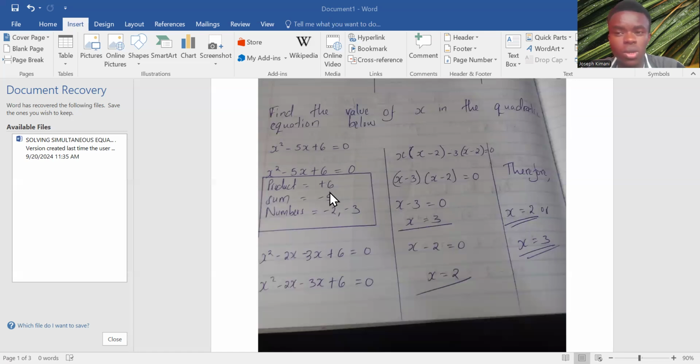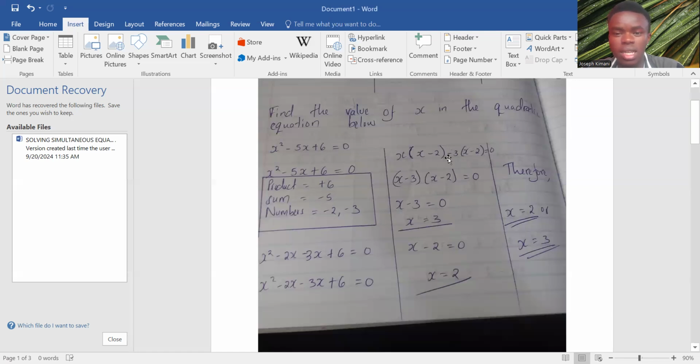Then you find values which qualify these conditions, such that if you multiply them, they'll give you the product, and you add them, they'll give you the sum. These are the values in that case. Then these values will be used to substitute the second value, which is negative 5x. That's what I've done here. And then you factorize them into brackets, like this.